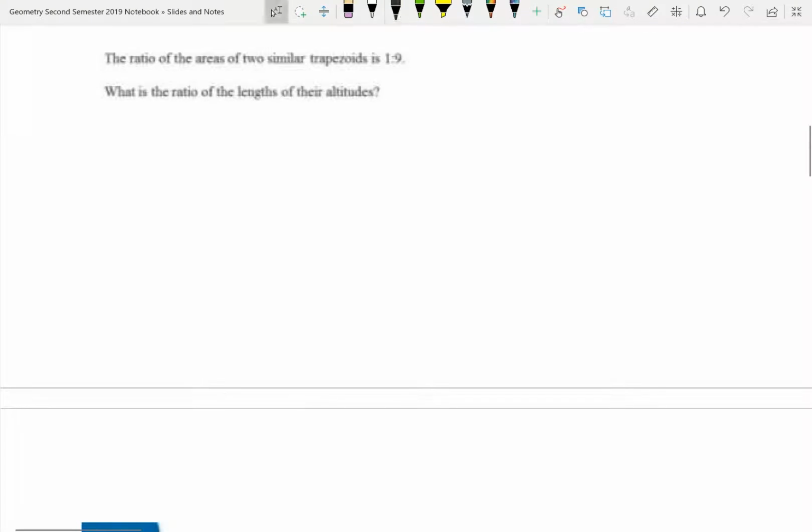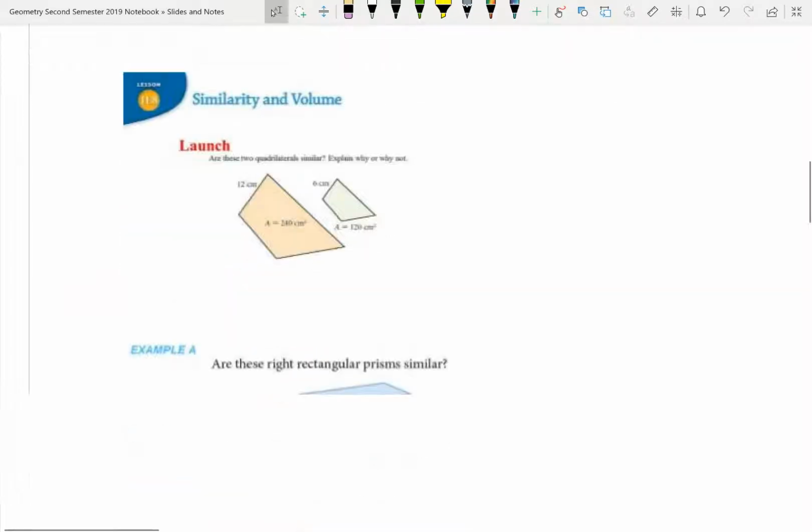Another problem. The ratio of the areas of 2 similar trapezoids is 1 to 9. So what's the ratio of the lengths? Well, the ratio of the areas is 1 squared to 3 squared. That's 1 to 9. And so the ratio of the lengths, or the ratio of the altitudes, would be 1 to 3.